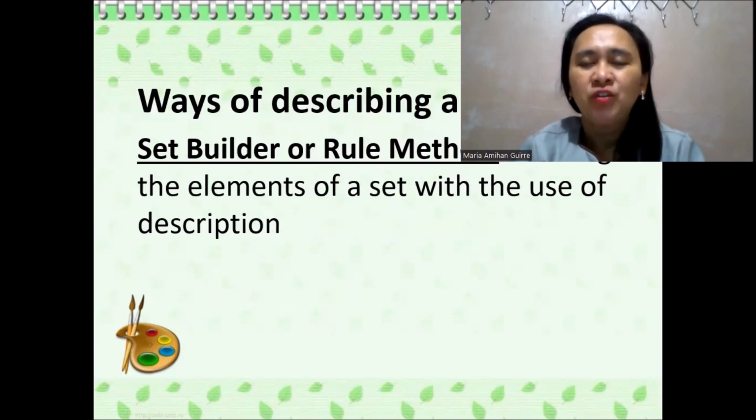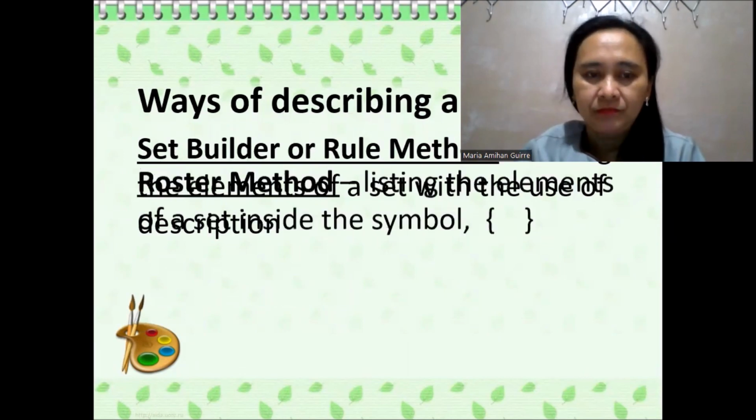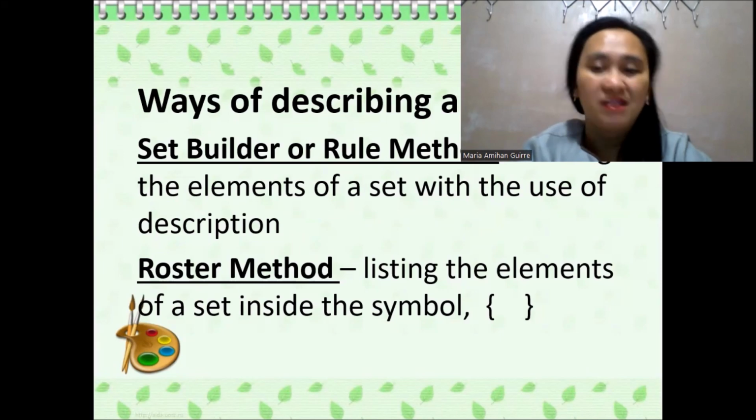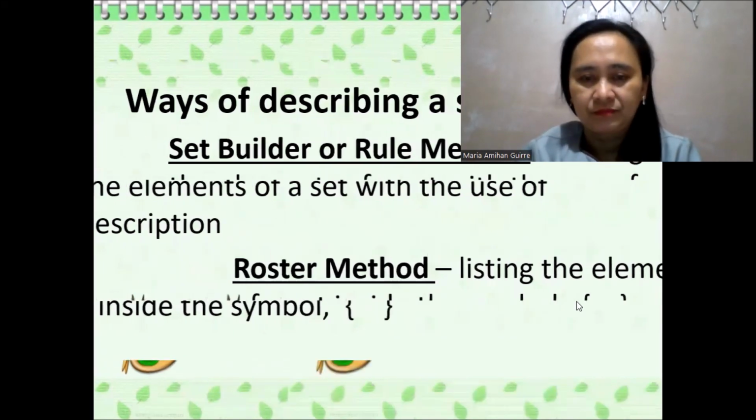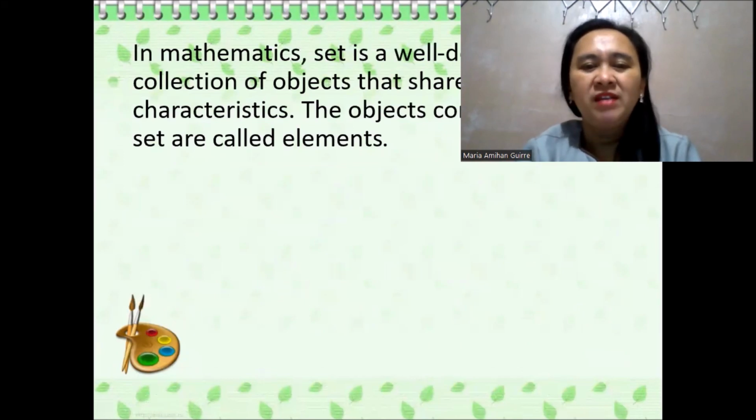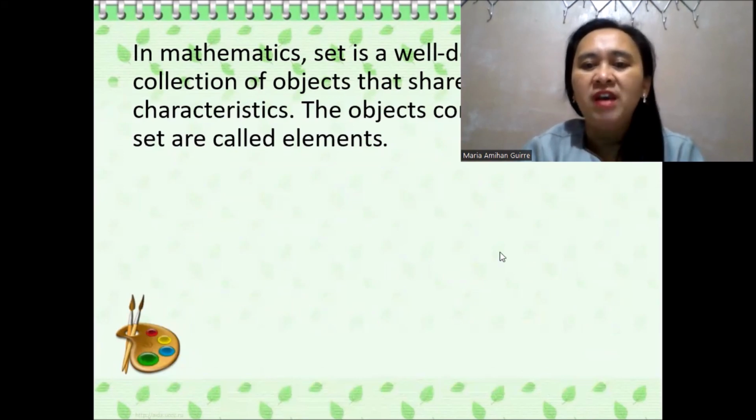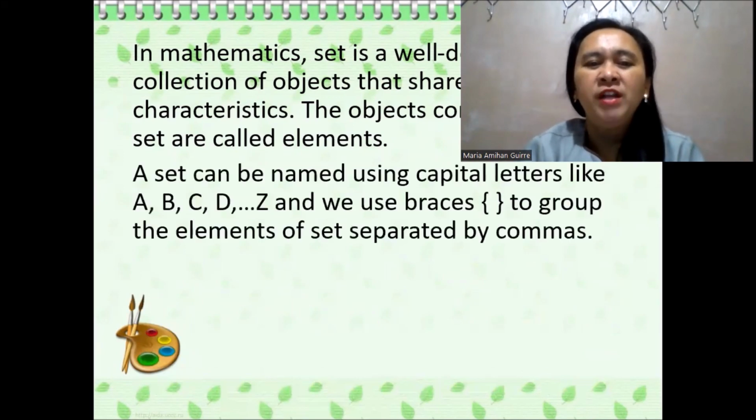Set builder or rule method, or it is descriptive. It is describing the elements of a set with the use of description. Roster method or listing method is listing the elements of a set inside the symbol of braces. So in mathematics, a set is a well-defined group or collection of objects that share a common characteristic, and the objects contained in the set are called elements.